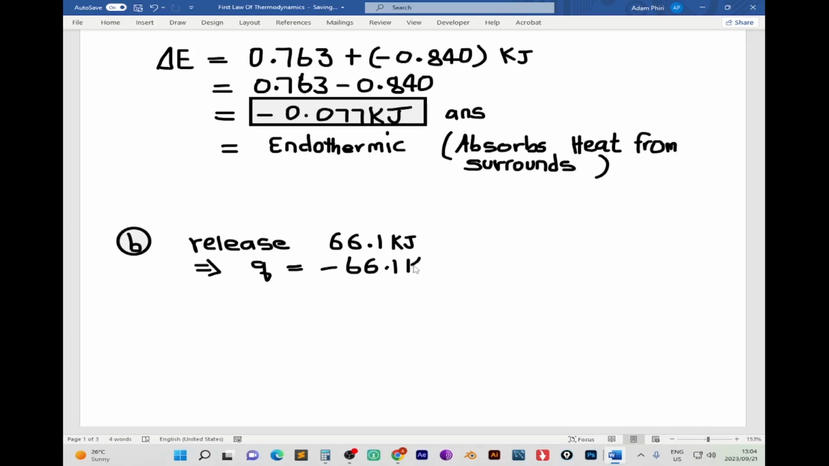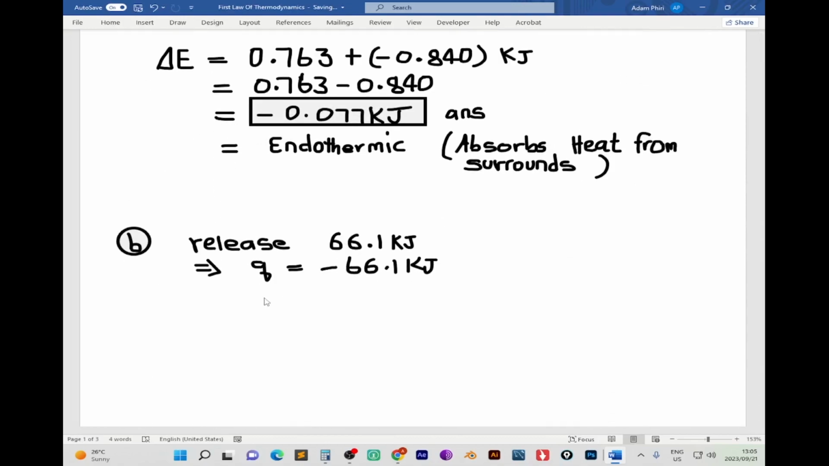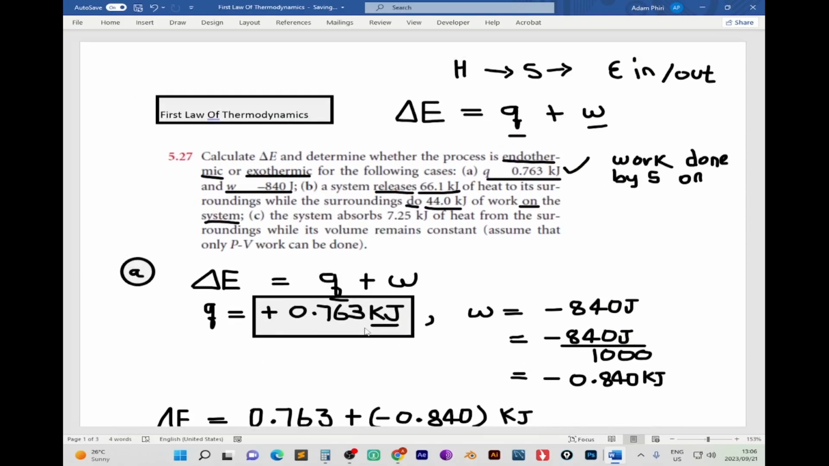For releasing, it's negative. So remember, it's about coming in and leaving. So if the energy is leaving the system, energy leaving or coming in, that is Q. Work done by or on the system by the surroundings: W on the system is going to be positive, based on the information. Then we go there and find out what the value is.